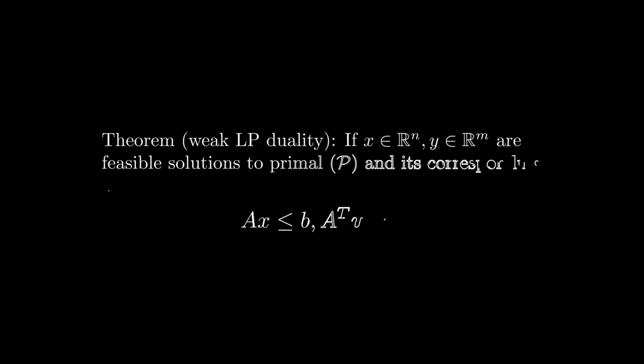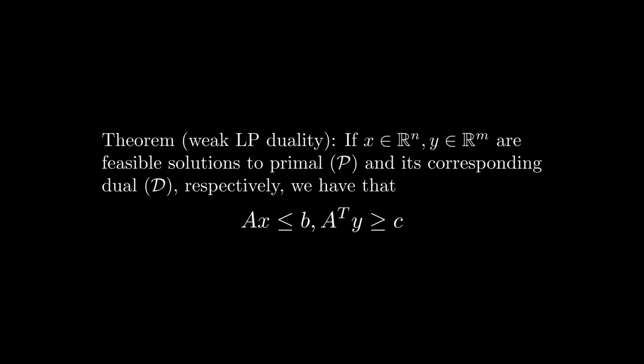Naturally, one question which likely arises is why we would even bother finding the dual of a problem. Well, suppose that x and y are feasible for the primal and dual problems respectively. This means that Ax is less than or equal to b and A transpose y is greater than or equal to c. With some algebraic manipulation, we can obtain the following bounds, which show that the objective value of any feasible solution to the dual upper bounds that for the primal.